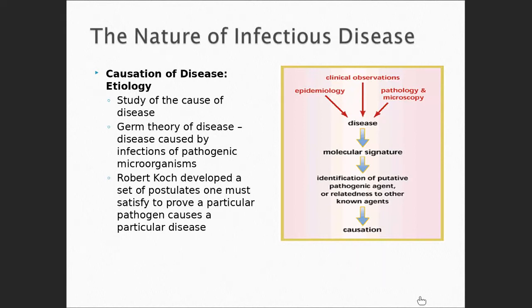Now everything can have an etiology, right? So cancer can have an etiology, and it might be that people were exposed to gasoline a lot. But when we're talking about infectious disease, we're really looking at what is the etiology, what is the cause, right? And so it's important that we understand that.